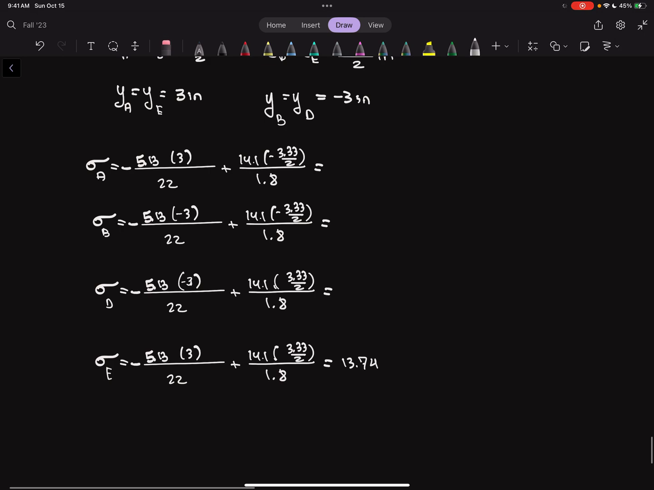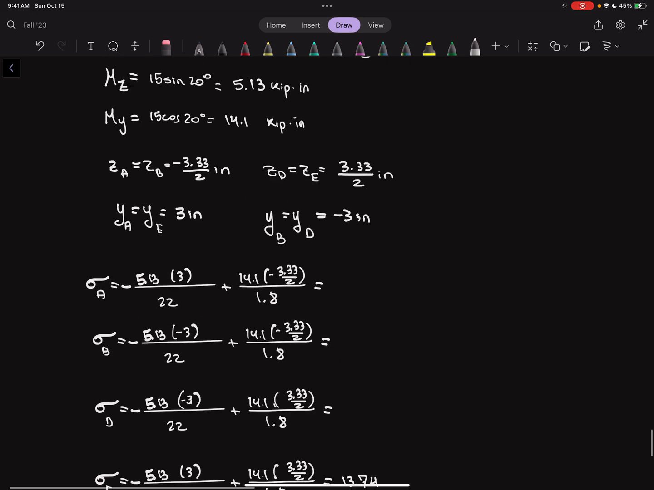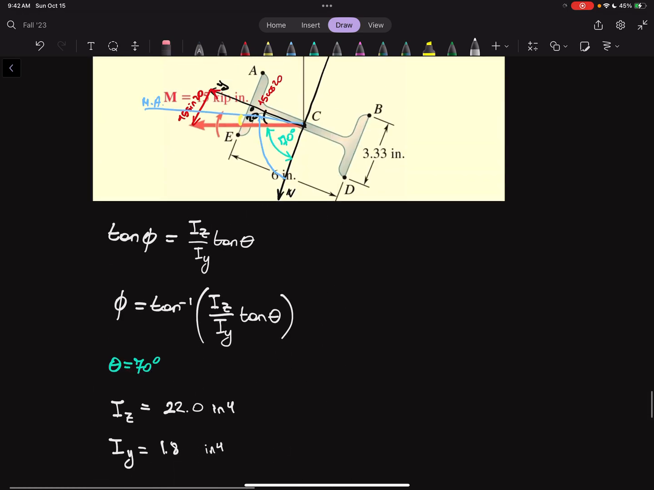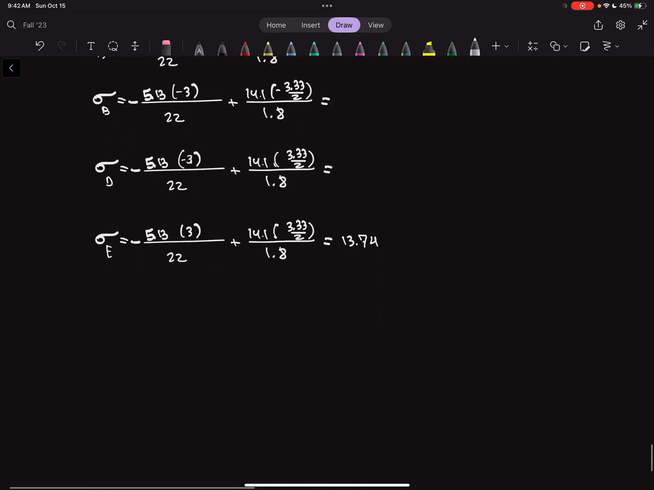And then you got to figure out, okay, well, for the moments, what were the units? The units for the moments are kilopounds times inches. These are inches to the fourth, and this is inches. So what we get is kilopounds over inches squared, which is KSI. So KSI tension because it's positive. Now we do a similar thing, but we got to change some things, like the signs.